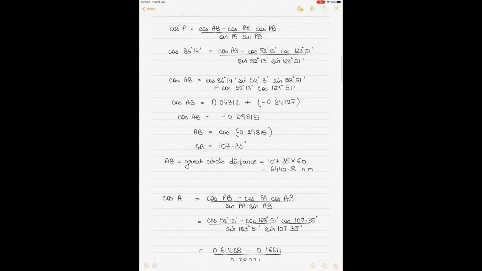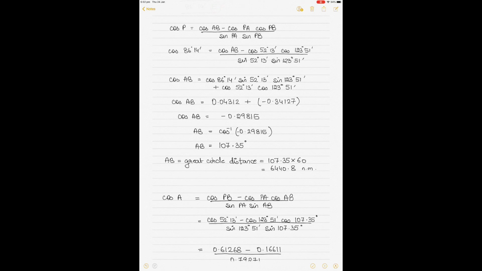Once you have all these three values, you straight away apply the cosine rule here. Put the included angle: cos P equals cos AB minus cos PA cos PB, divided by sin PA sin PB. What you have to do is find AB, which is the great circle distance. It's just a matter of putting in the values and then transposing based on what is known to you and what is unknown to you.